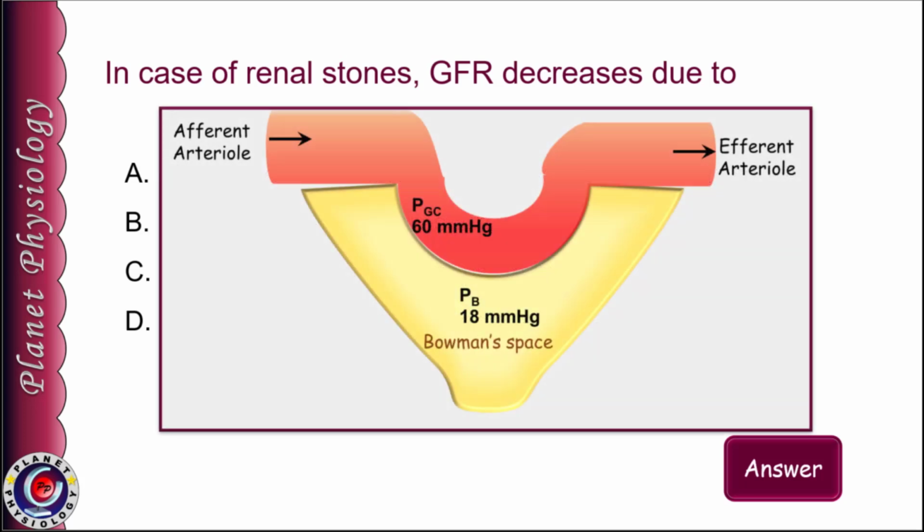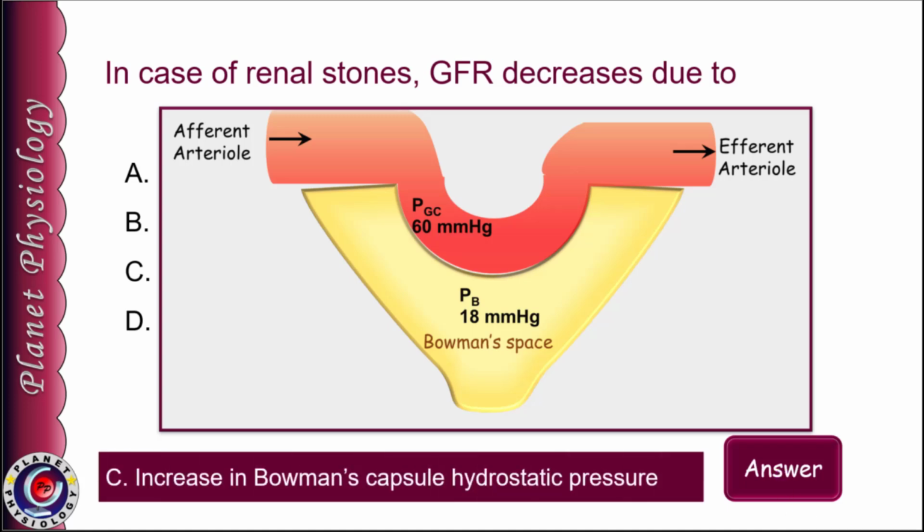So all these are the various forces that determine GFR. Due to tough renal capsule, normal Bowman's capsule hydrostatic pressure is positive and opposes filtration. In case of renal stones, this pressure further increases and opposes the filtration, leading to decrease in GFR. So correct answer is C, increase in Bowman's capsule hydrostatic pressure.